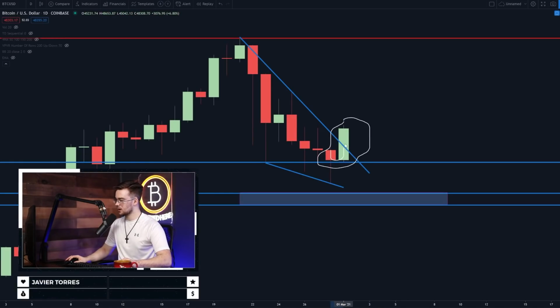We have a red candlestick right here with a larger green candlestick that engulfs it. Notice how the top of the red candlestick is lower than the top of the green. That's an engulfing candlestick. That is a very bullish thing. Notice how this downtrend actually started with a bearish engulfing candlestick. This now has become a bullish engulfing candlestick.